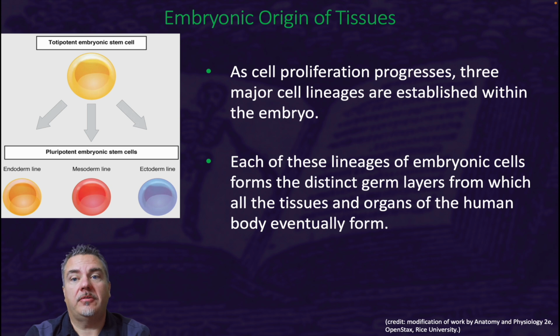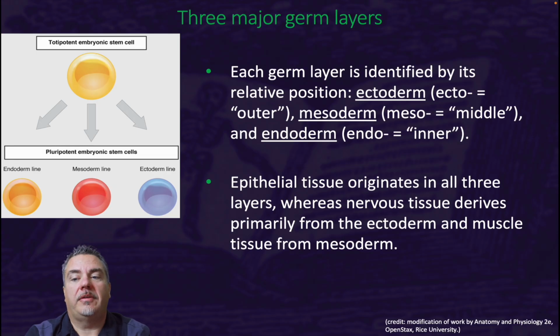As cell proliferation progresses, 3 major cell lineages are established within the embryo. Each of these lineages of embryonic cells forms the distinct germ layers from which all tissues and organs of the human body eventually form. Each germ layer is identified by its relative position: the ectoderm, ecto meaning outer, the mesoderm, meso meaning middle, and the endoderm, endo meaning inner.